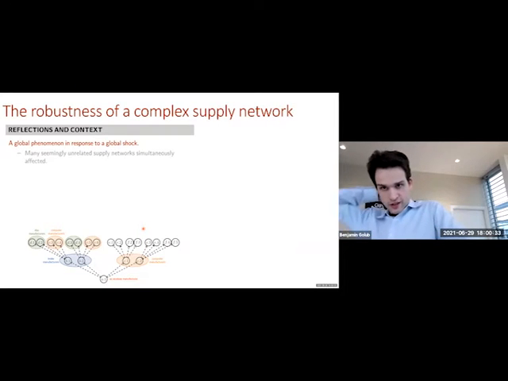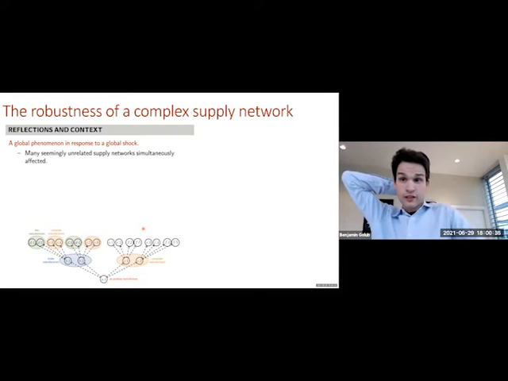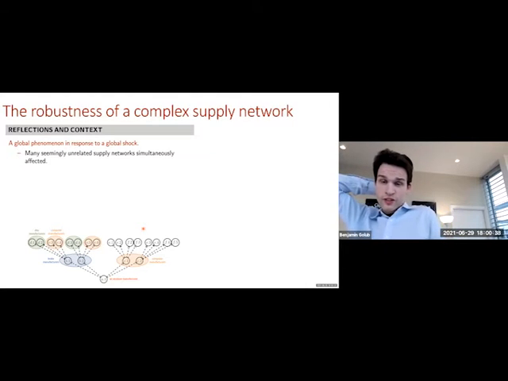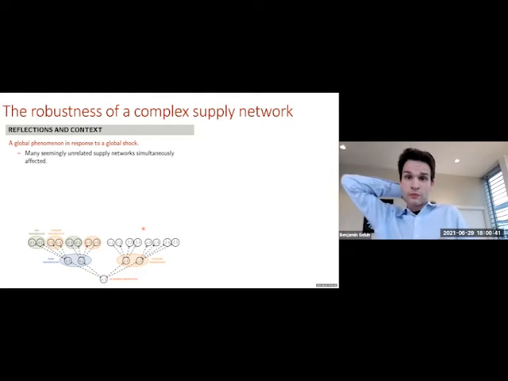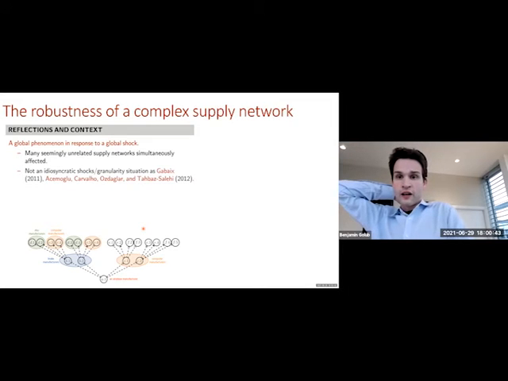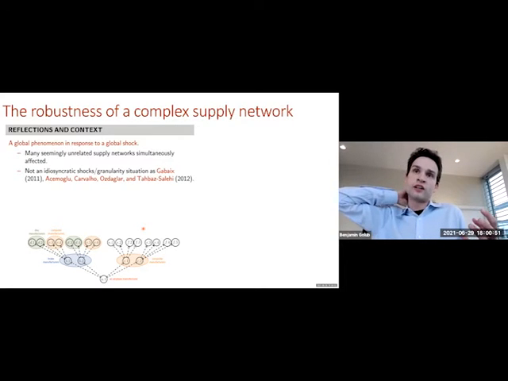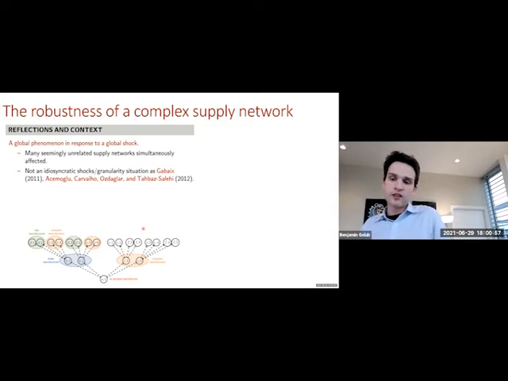The argument I want to make is that this does seem like a global phenomenon in response to a global shock. And we see many seemingly unrelated supply networks simultaneously being affected by this. But if we use a biology metaphor, I don't want to think of this as a blood clot. One way you can get really sick is you have a blood clot, it starts in one place, and then it messes everything up. This is arguably more like whole body inflammation. You can't find a single domino that caused all of this except for the virus. The virus created all these random problems in all of these different links throughout. And so we're going to be modeling that.